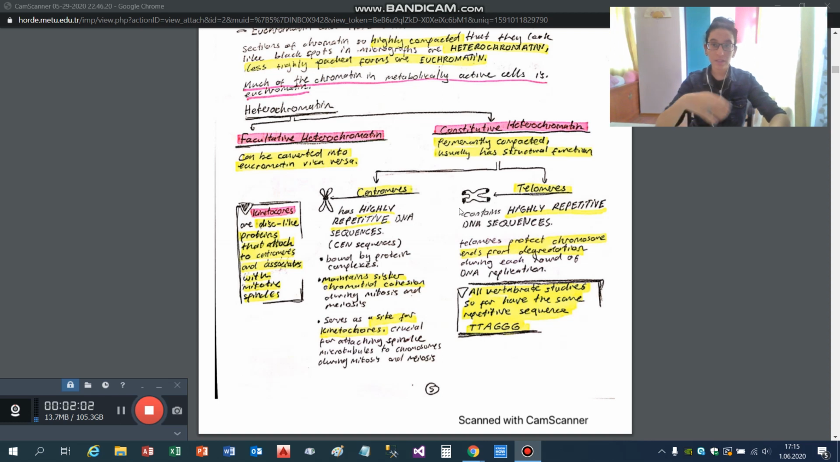But before we come to that, I want to state three things that are the same in both centromeres and telomeres. 1, they don't code for any proteins. 2, they're permanently compacted. 3, they contain highly repetitive sequences. For example, telomeres contain TTAGGG sequence over and over again.